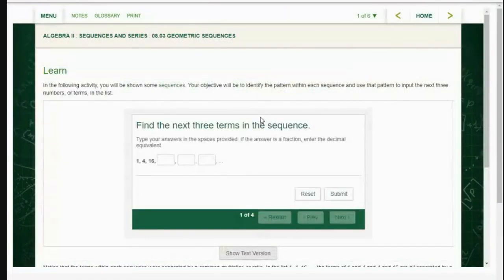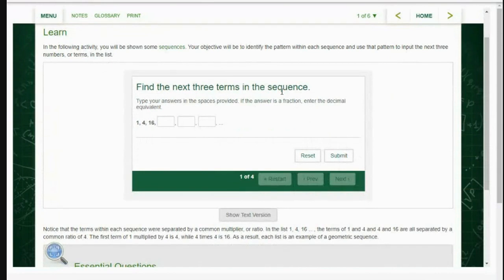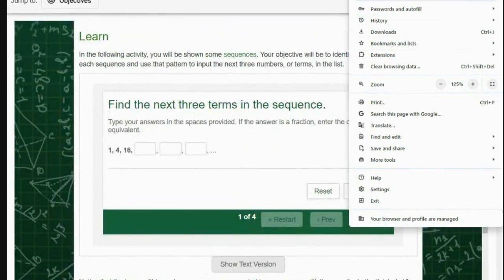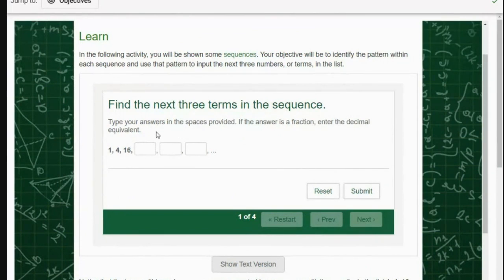All right, so they're going to show us some sequences, and we have to identify the pattern and do the next 3. So I'm going to put this for the chat right here. I'm going to make this bigger where everybody can see it. There we go. All right.